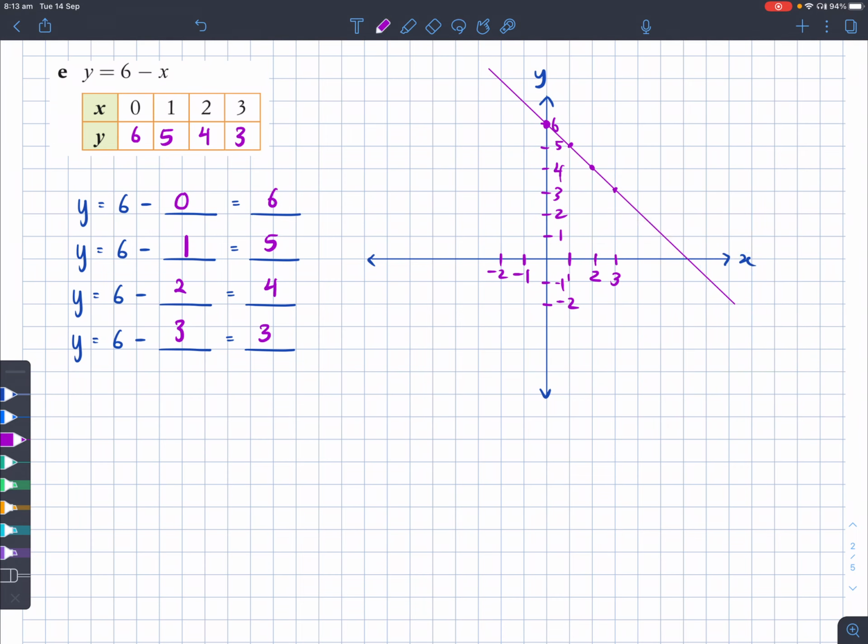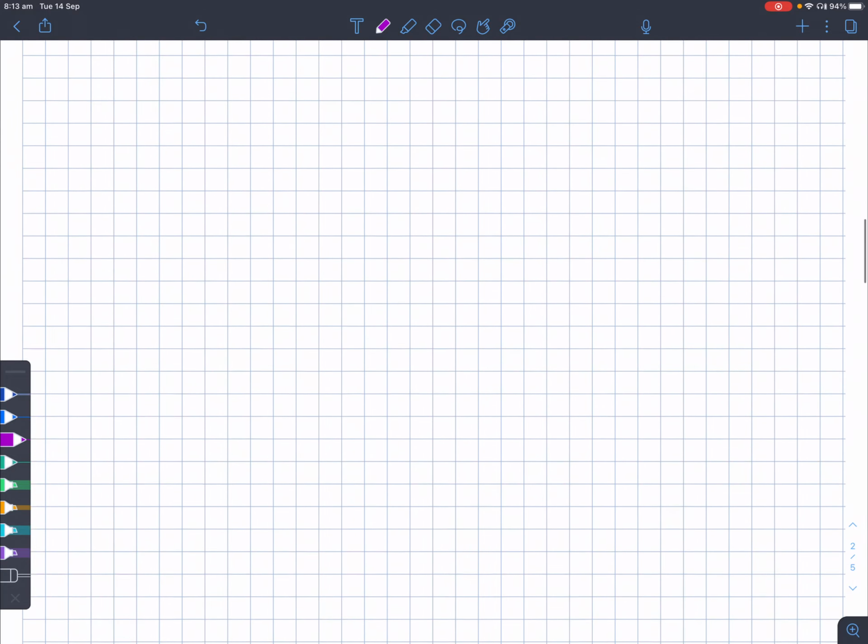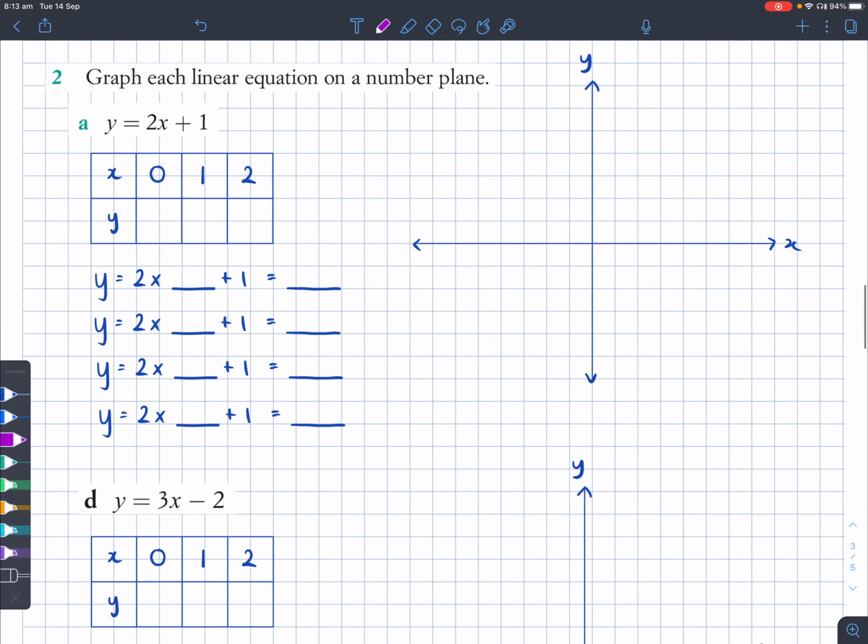Okay, there we go. So there's our graph of y equals 6 minus x. Let's move on. Okay, for question 2, nothing too much different.